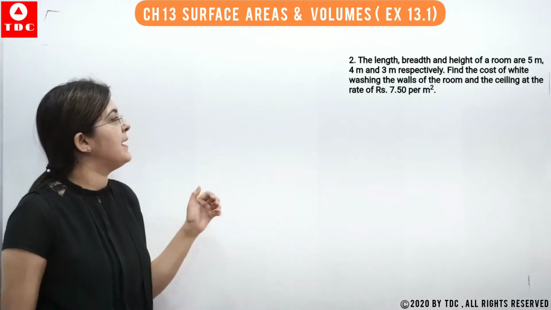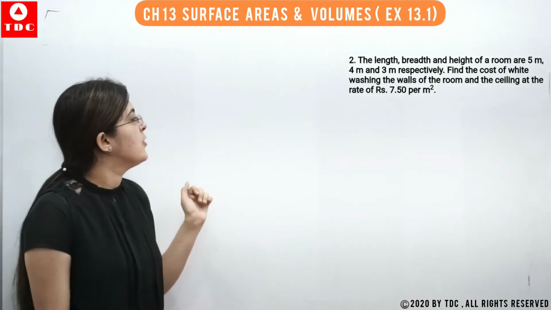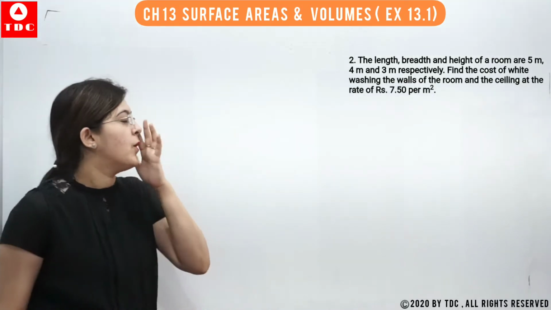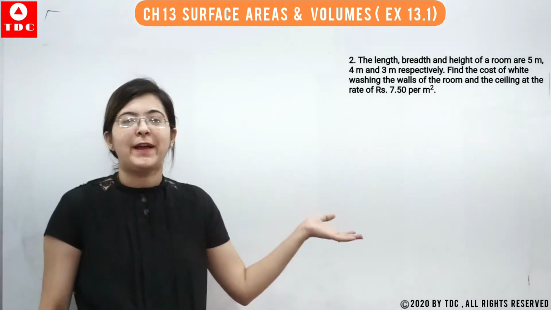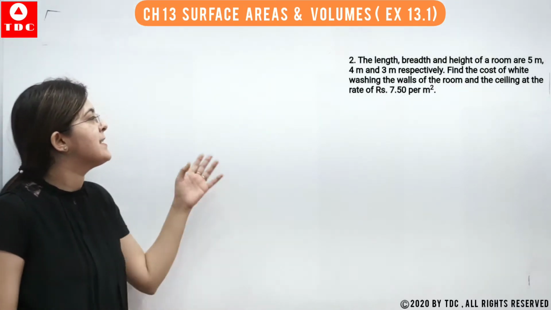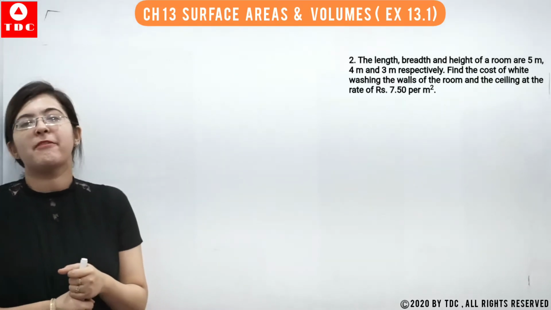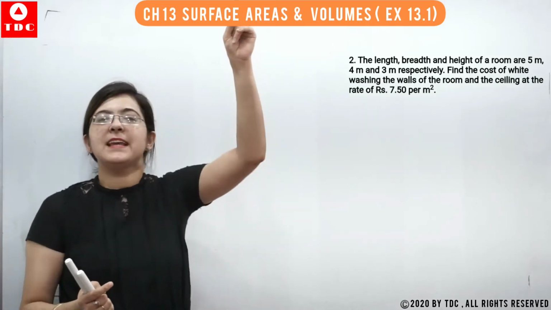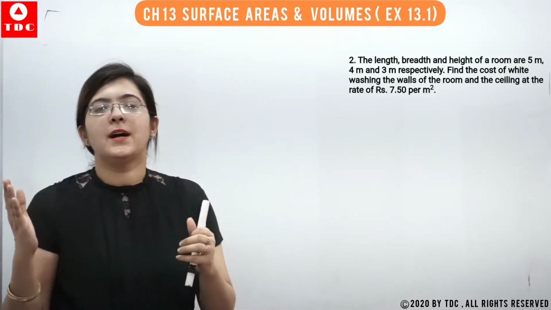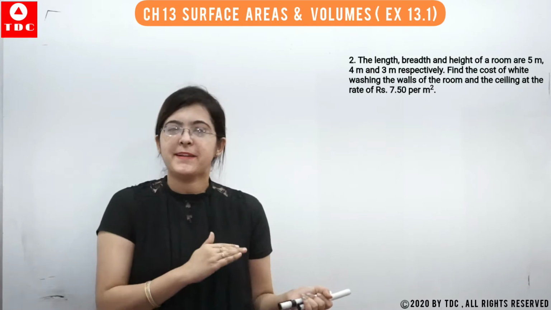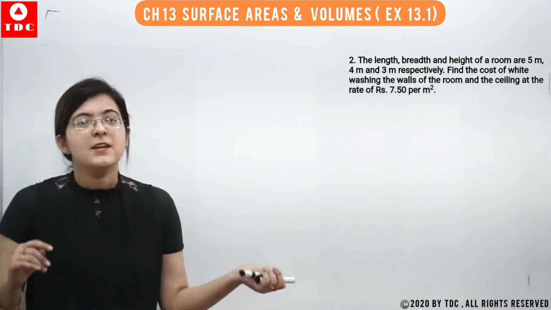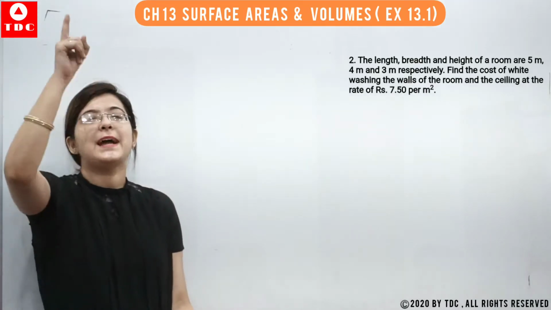See the second question. The length, breadth and height of a room are given as 5, 4 and 3 meters. You have to find the cost of whitewashing the 4 walls and the ceiling at the rate of rupees 7.50. See, now we want the 4 walls and the ceiling. Whitewash means the whitewashing that we do before paint. So we don't do it on the floor because there it is the tiles. So what we want are the 4 walls and the ceiling.